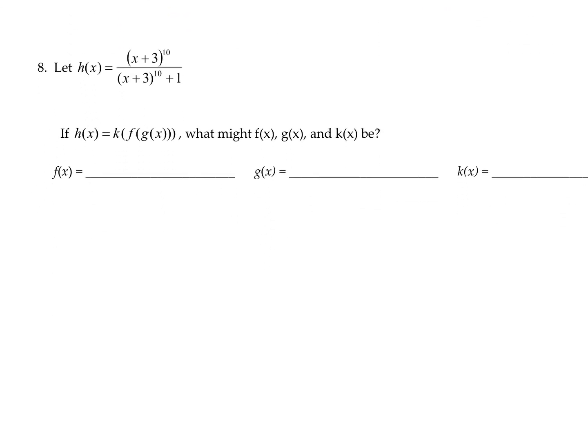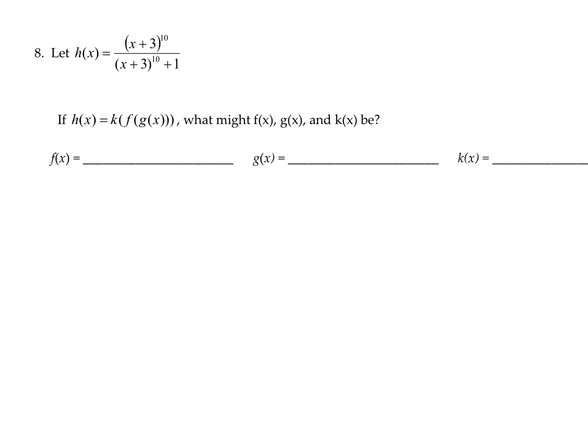All right, let's look at this last one. Let's see. H of x equals x plus 3 to the 10th power over x plus 3 to the 10th power plus 1. So now we have a triple composition. So in this triple composition, I put g into f and then f into k. So if I look at the most inside, I'm thinking g is this inside guy, this x plus 3. So let's put that down. I can always change it if I'm not sure.